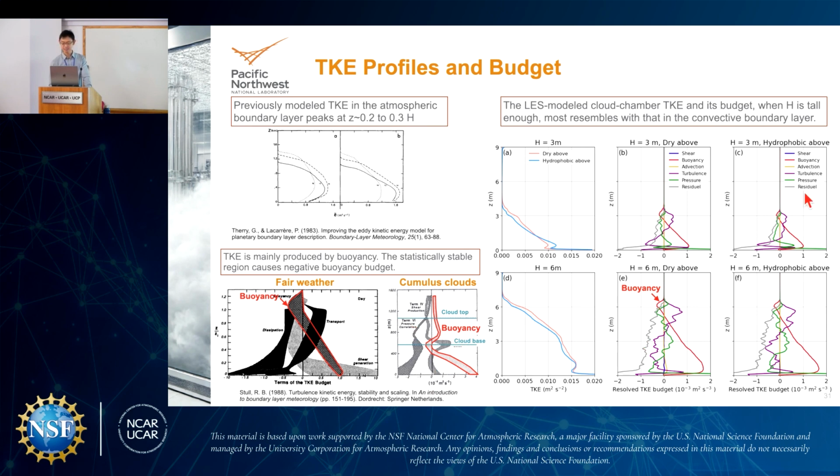And here are the results from our simulation, where we can see that when the mixed layer is deeper, 6 meters, the TKE profile is more uniform compared to that with only 3 meters height. And in the TKE budget, we can see that the buoyancy term is the most robust one, which also makes sense because the convection is driven by buoyancy.